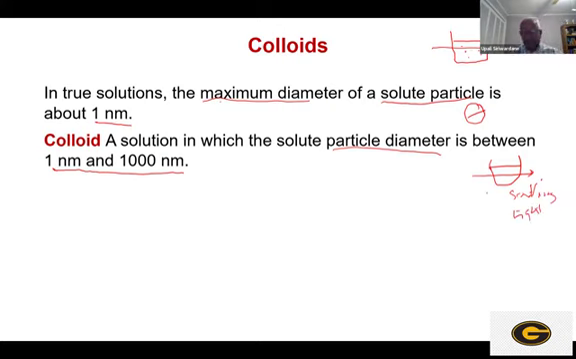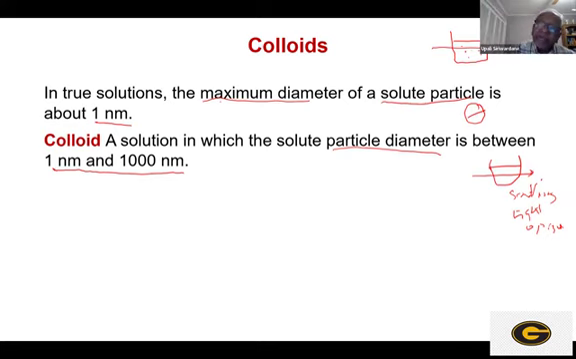When particle size becomes close to 1000 nanometers, like milk, you don't see light passing through. It becomes opaque. Opaque means light doesn't pass through.